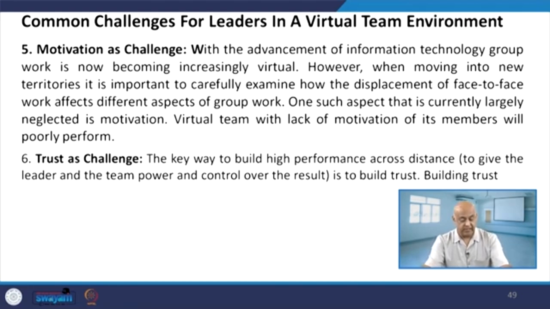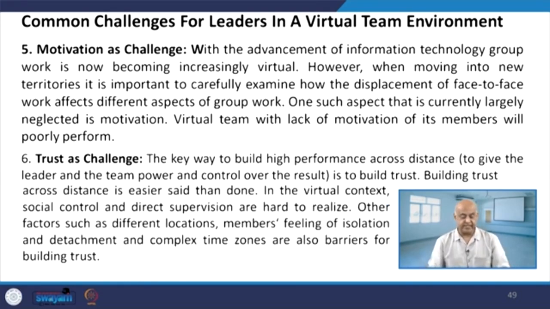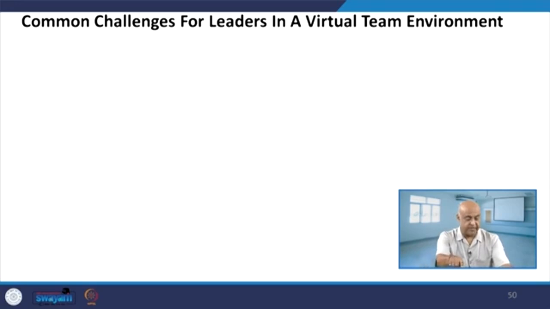Trust as a challenge. The key way to build high performance across distance, to give the leader and the team power and control over the result, is to build trust, and building trust across distance is easier said than done. In the virtual context, when we talk about social control and direct supervision, it is hard to realize. Other factors such as different locations, feelings of isolation, and detachment in complex time zones are also barriers to building trust.